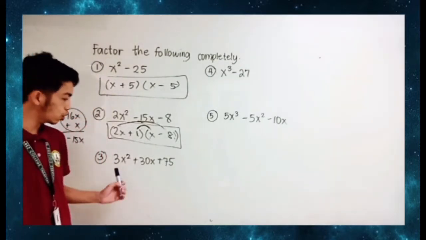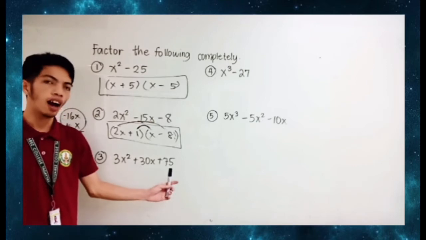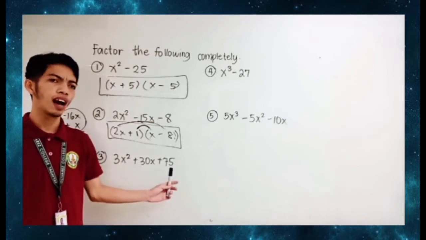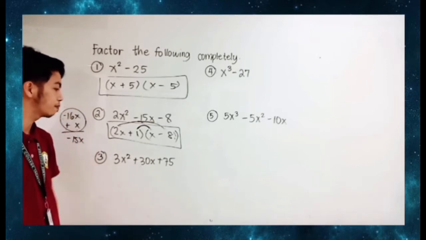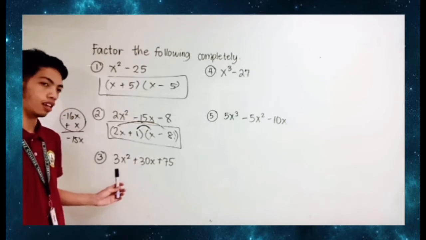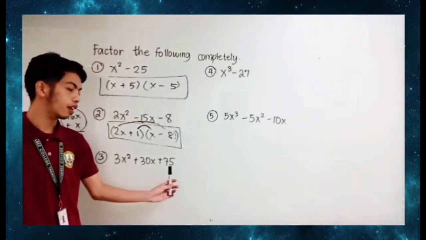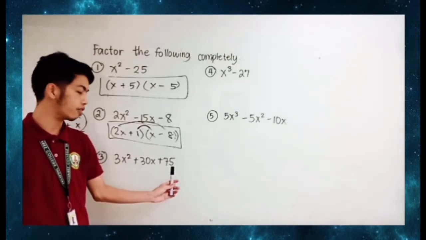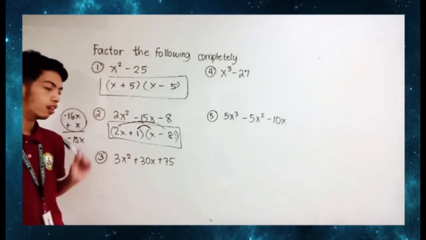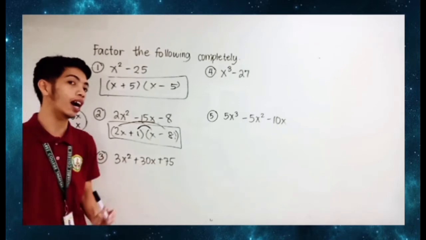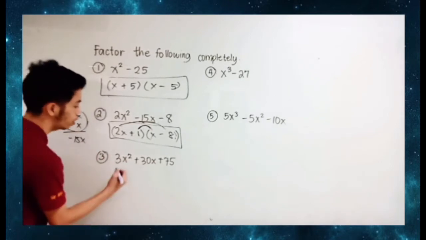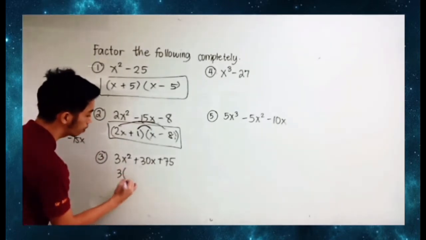As you can see, the numerical coefficients have a common factor. Ano ba yung common factor nila? So, you have 3. Kasi 30 is divisible by 3. 75 is also divisible by 3. So, ibig sabihin, ilalabas muna natin yung factor na 3. So, ganyan mag-factor completely. Okay.